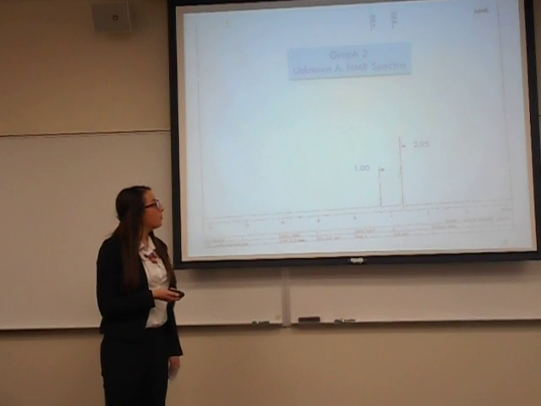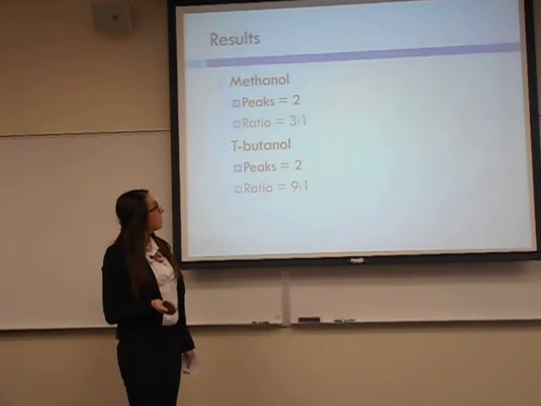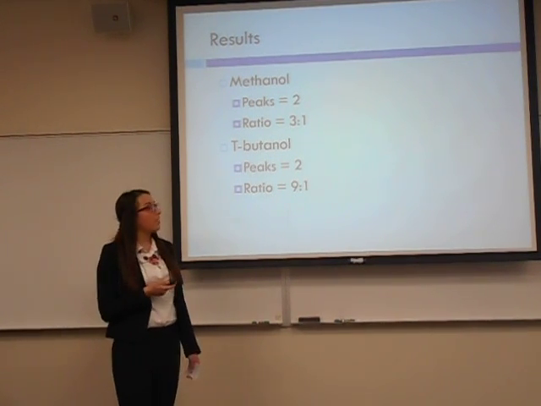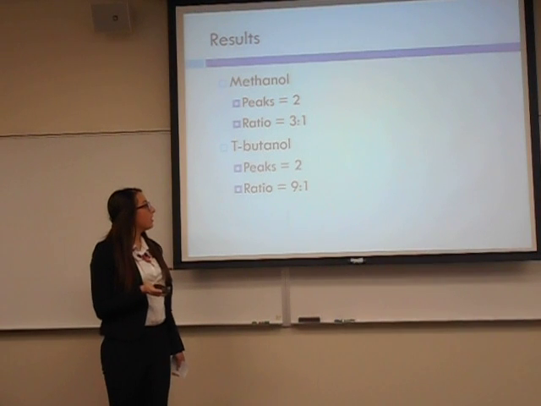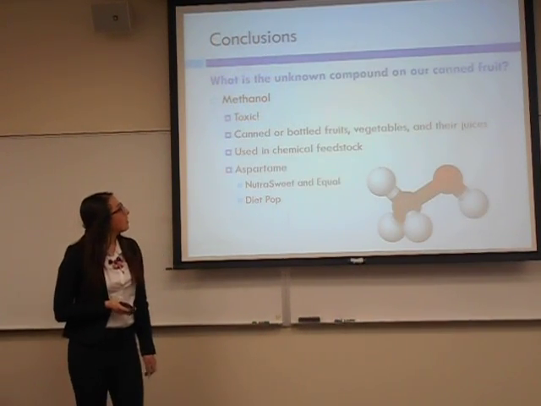We see we have 2.95 to 1.0, or we could say that's 3 to 1. So then we go back to our data table and we see that T-butanol has a ratio of 9 to 1, where methanol has a ratio of 3 to 1. So we can eliminate T-butanol and we know that methanol is our unknown substance. So what does this mean?